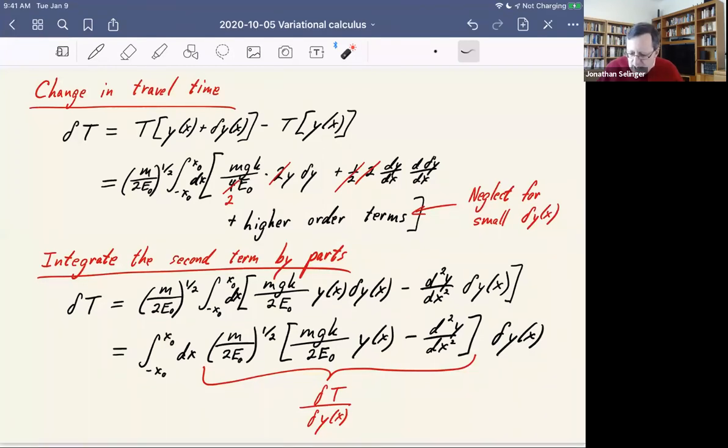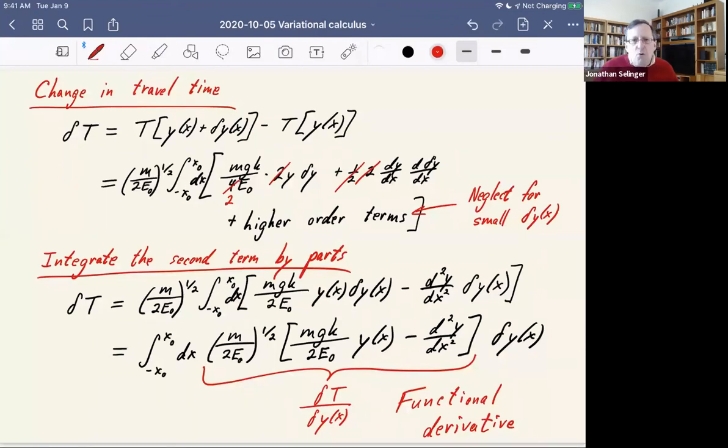That is, it's an integral over all x of something times delta y of x. So then we can take whatever goes in this place, multiplying the delta y of x, and we say that is the functional derivative of the travel time with respect to the y of x. So functional derivative is the word for this thing.